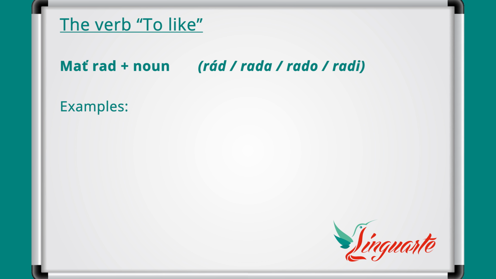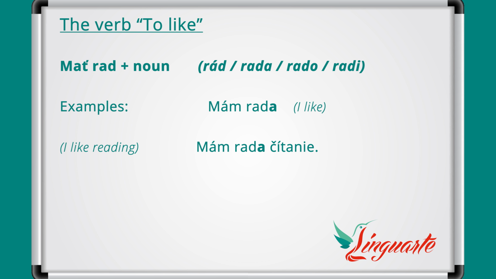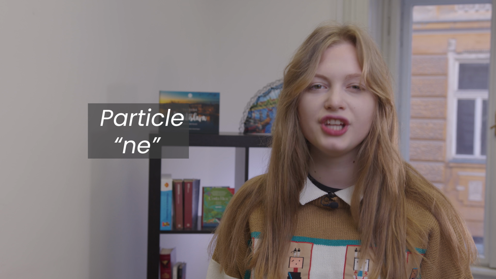Then if I want to say I like, since I am a woman, I would say mám rada. Like I like reading, mám rada čítanie. But to say we like reading, we would say máme radi čítanie. The negative form is created by adding the particle nie before the verb, like the regular negative sentence.